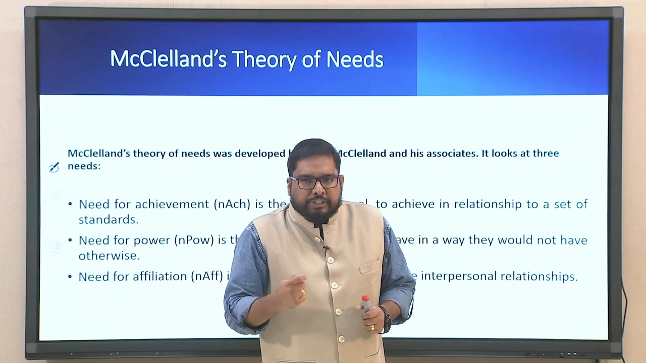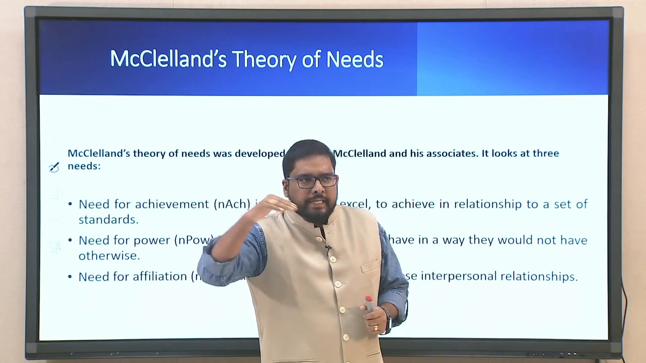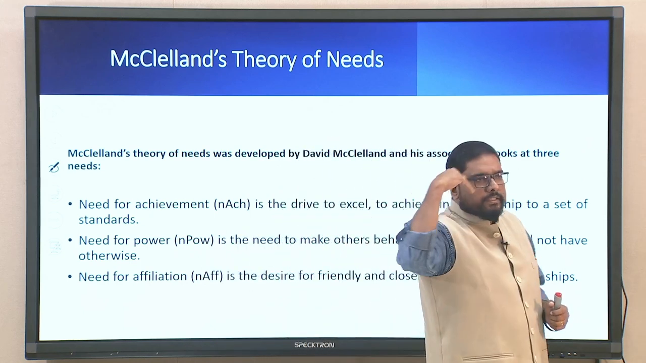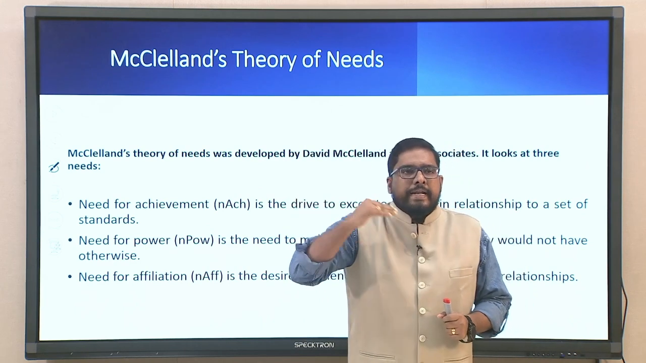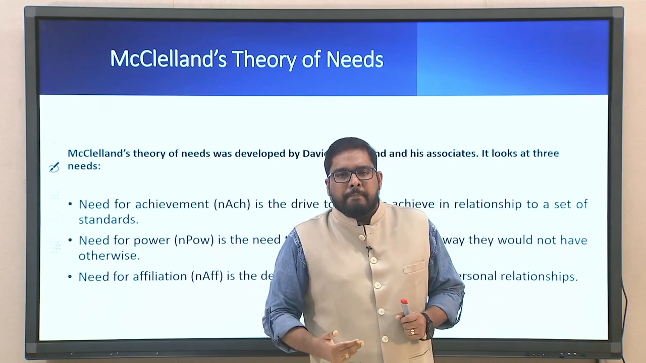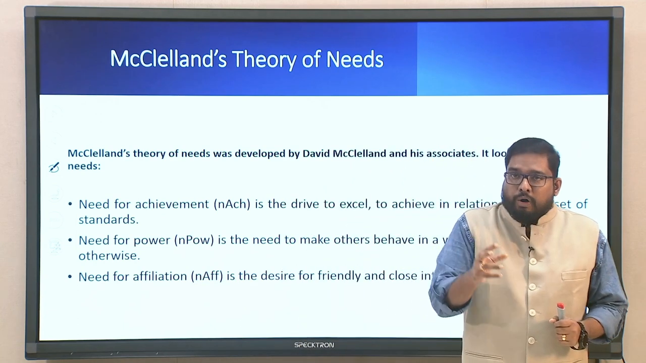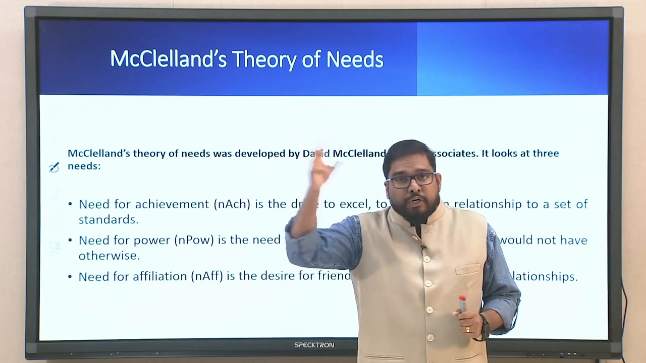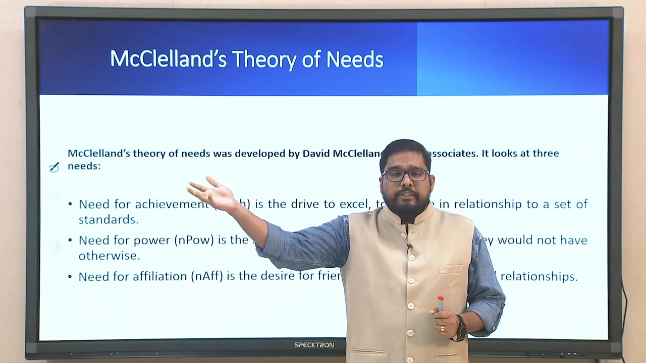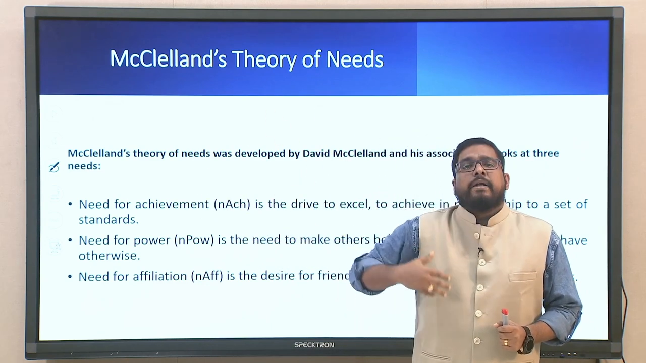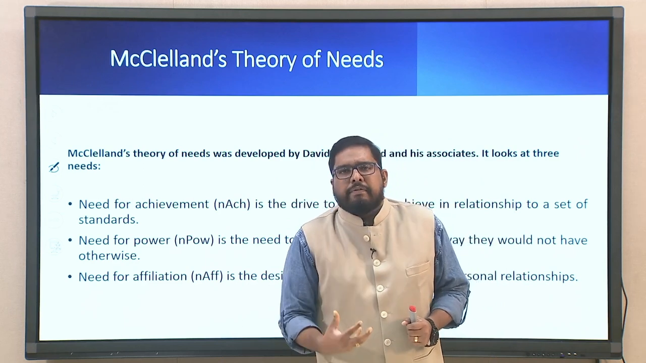is a drive to excel, to achieve in relationship to a set of standards. There are certain standards set by the industry. There are certain standards set by the organization. There is an inherent need for achievement. Now this need for achievement is interesting because of the odds: too low odds means it is easy to get the target, and vice versa in the case of too high odds. In both these situations, people with high need for achievement do not thrive very well.